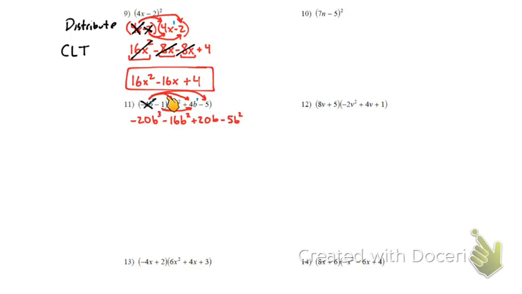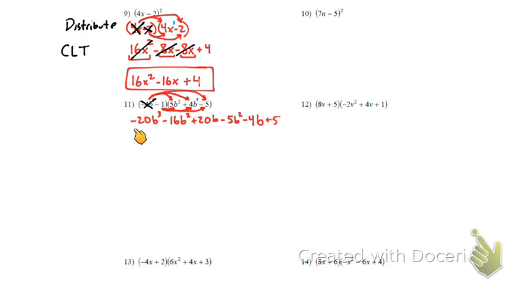And that's going to give me negative 1 times 4. That gives me negative 4. And we only have a b. All right, and then the last one is negative 1 times negative 5. That actually gives me positive 5. Okay, so we just got done distributing.